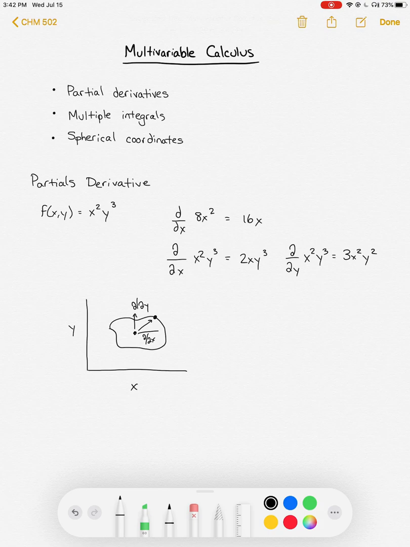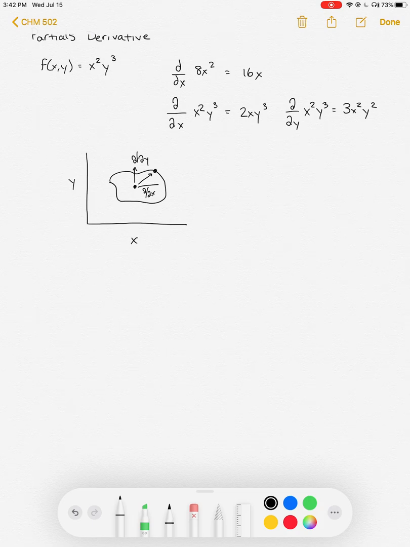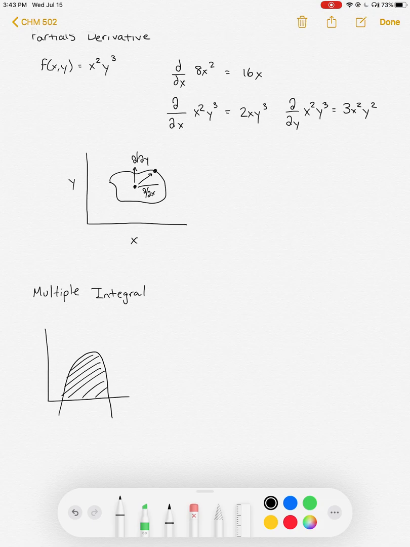What we'll end up seeing a lot this semester is multiple integrals. So again, just like we've seen for partial derivatives, sometimes in physical chemistry we need multiple dimensions. In calculus, we would do things like integrating over a space. For example, we could have a function that looks like this, and we would integrate this function and find the area under the curve, and that would be our answer.